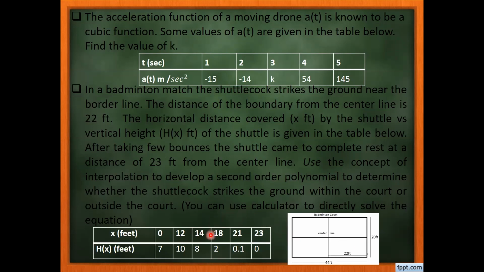From this tabular data, I can see that these data points are 18, 21, and 23. So I will take these. Taking these 3 data points, I will develop a Lagrange polynomial, put it equal to 0, solve it for x, and then determine whether its value comes out to be less than 22 or greater than 22. If it's less than 22, the shuttle strikes inside, and if it's greater than 22, the shuttle strikes outside.